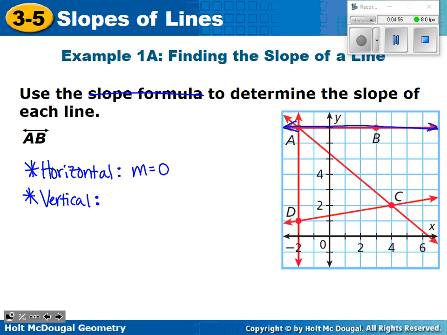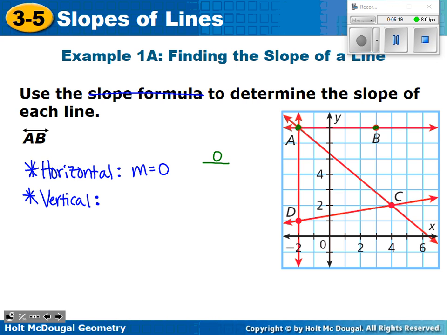Okay, 0 over 1 would be horizontal. So for example, let's look at this horizontal line real quick and let's calculate its slope. So when I go from point A to point B, how far am I rising? 0. So that's why we get 0 over. How far are we running from point A to B?